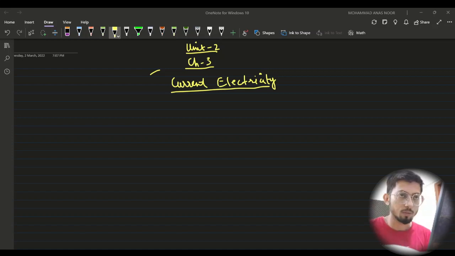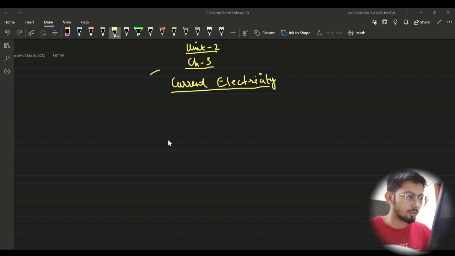New unit, chapter 3, current electricity. So till now we have been studying static charge, which just does not move. In this chapter we will study the charge that moves, that constitutes a current.